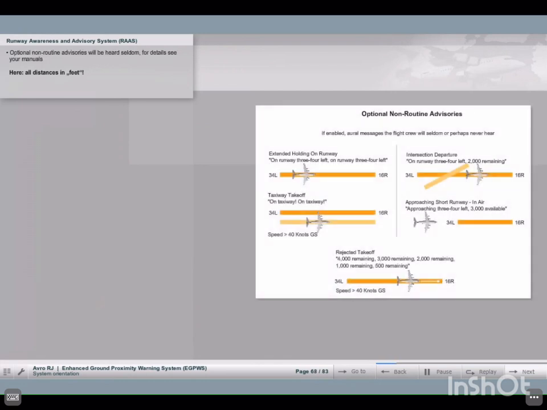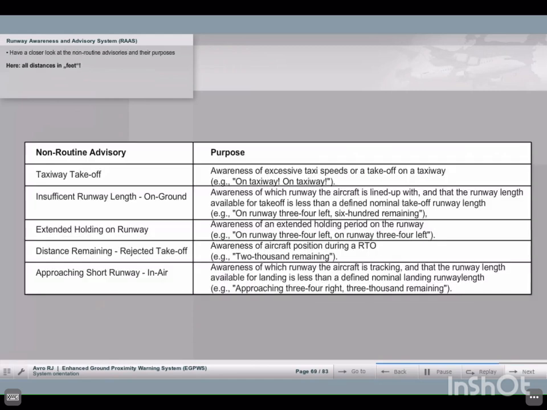If enabled, these optional non-routine advisories will be heard seldom or even never. For details regarding the installation on your aircraft, refer to the operations manual. Finally, have a closer look at the non-routine advisories and their purpose.